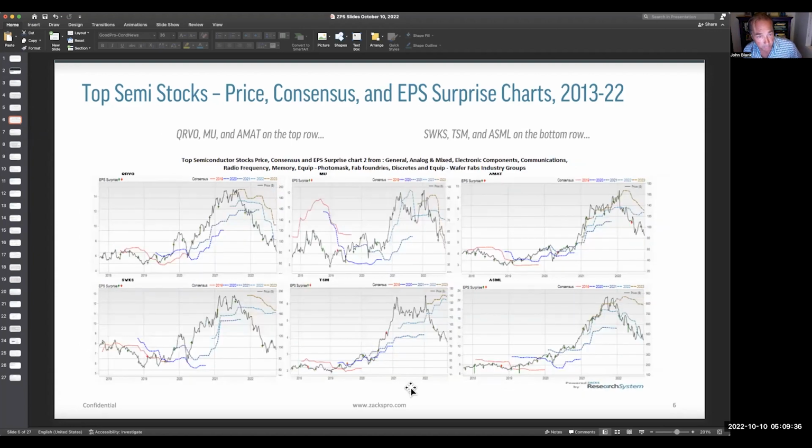All right. These are yet more stocks. Here are actually the bigger shorted ones. Look at the Qorvo shorts, huge. Micron shorts, really big. The AMAT short, not as big.